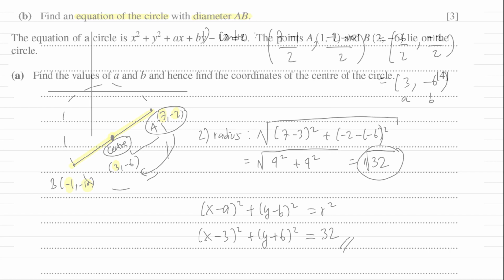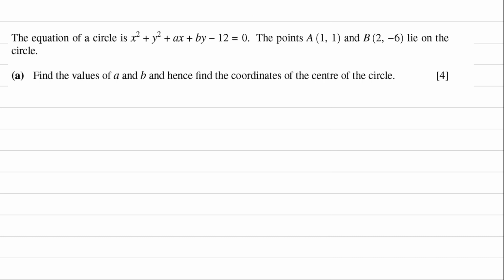Okay guys, let's solve the third question. Here we have the equation of a circle. Now we have the general form of the circle equation. And we have points A and B lying on the circle.